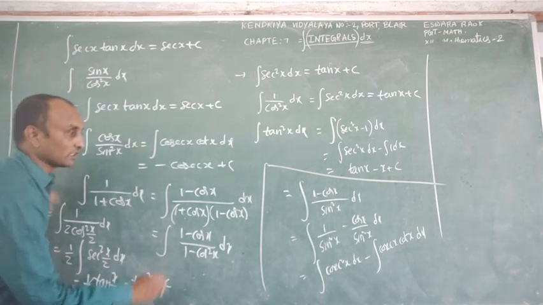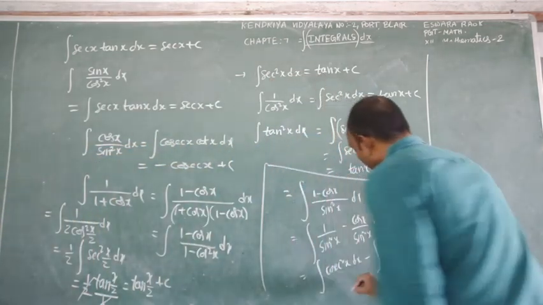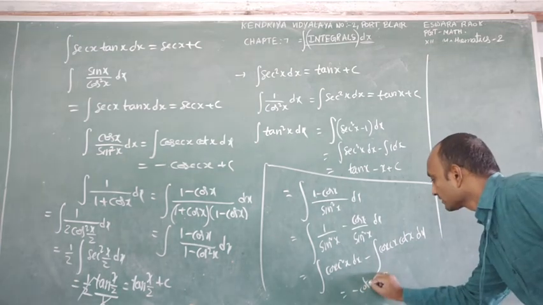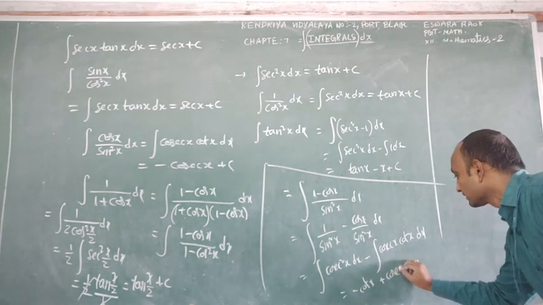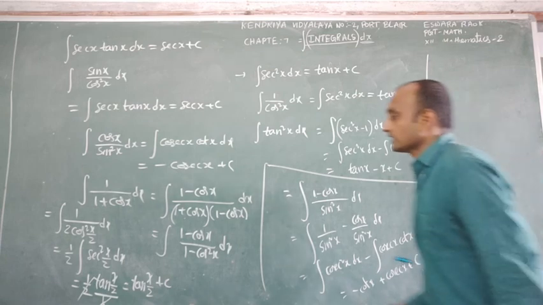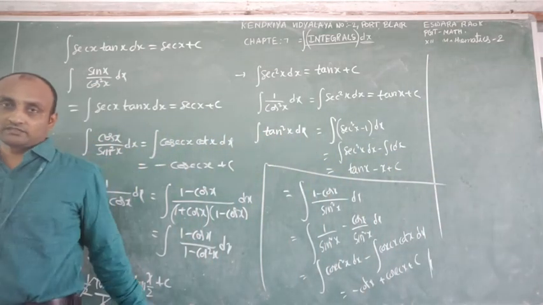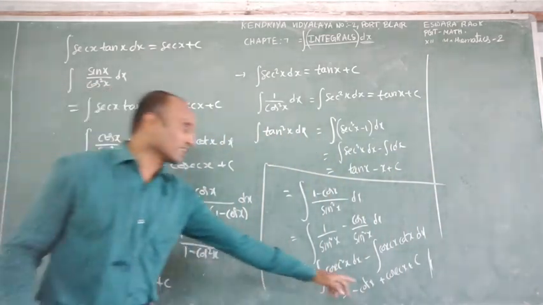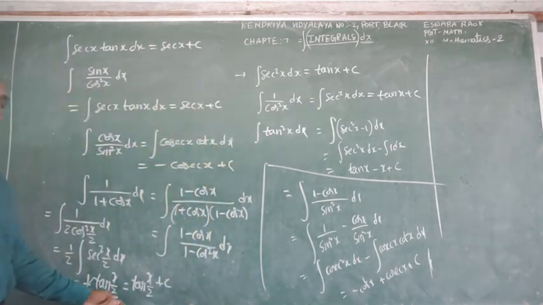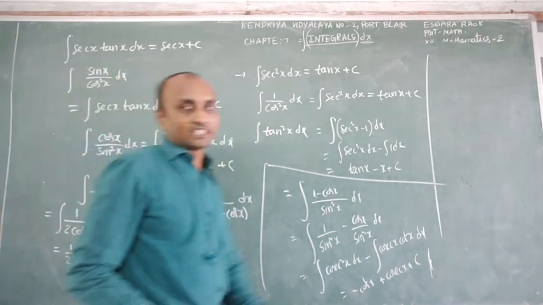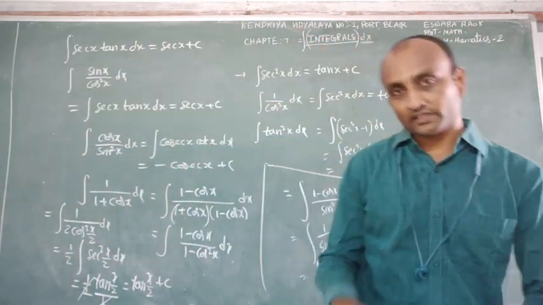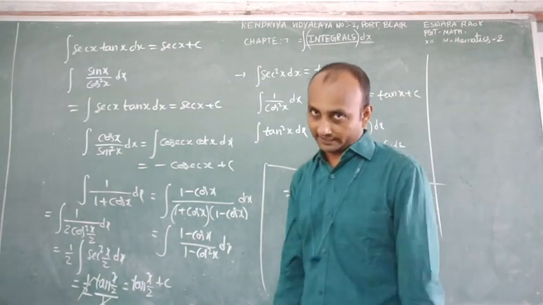You will get it now. Sir, here we are getting minus cot x plus cosecant x plus c. Here we are getting tan x by 2 plus c for the same question. After simplification of this one, you get this one. So no problem. In integration the answers may be different, but after simplification finally they lead to the same answer.